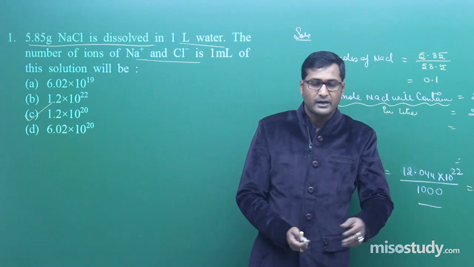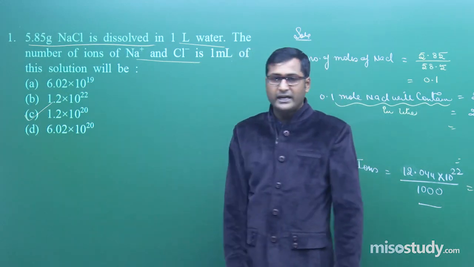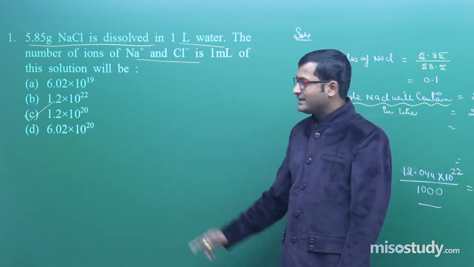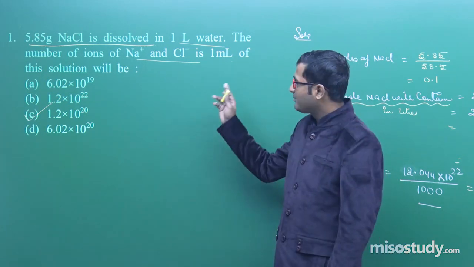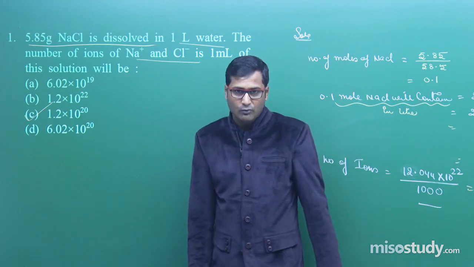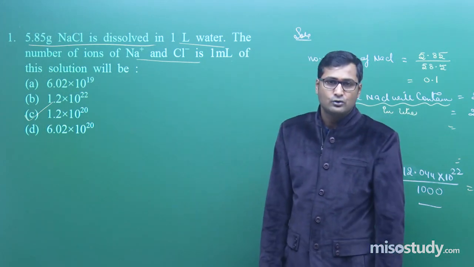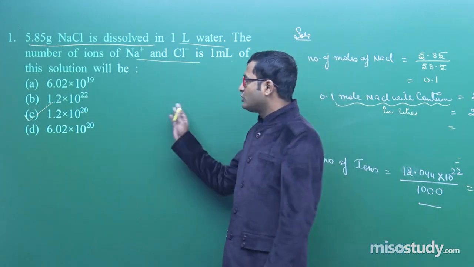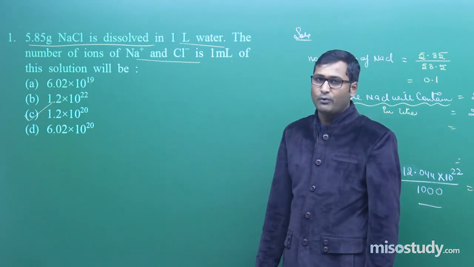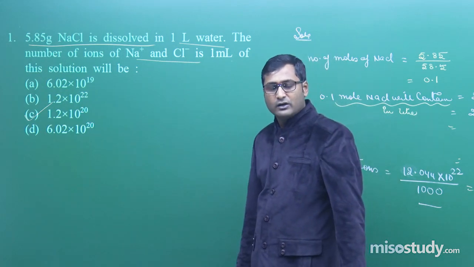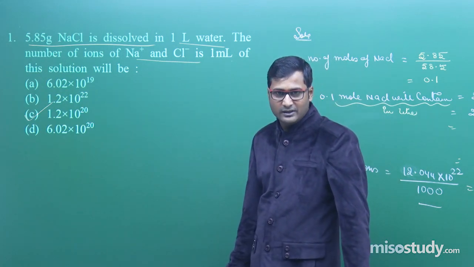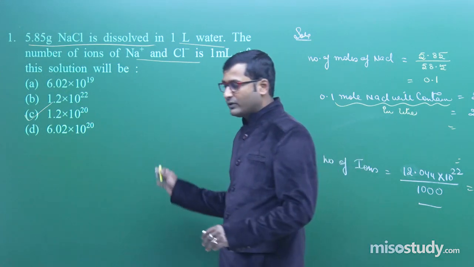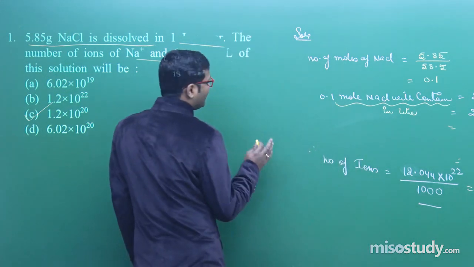It's very simple. Without using pen and paper, you can also find out the answer. 5.85 gram is 0.1 mole. 1 NaCl contains 2 ions, that is 1 Na plus and 1 Cl minus. So 0.1 mole will contain 0.1 into 2 mole ions, and 1 mole contains Avogadro number. So it is 0.1 into 2 into 6.022 into 10 to the power 23. Now for 1 ml, divide by 1000 and you will get the answer.